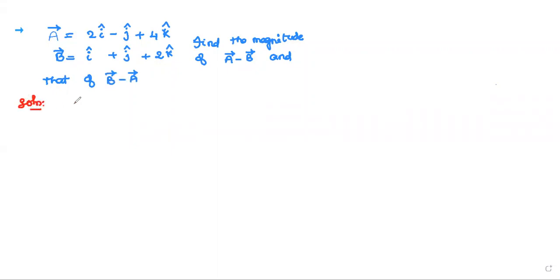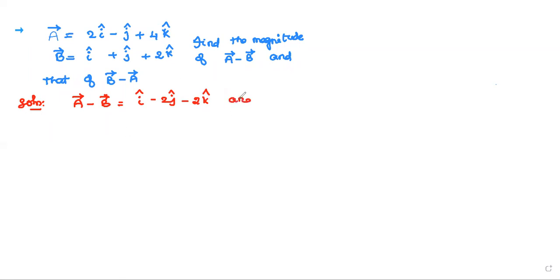So if you check here, first a bar minus b bar, how much are you going to get in vector subtraction? Directly by seeing the above two values, I am going to write direct subtraction. A bar minus b bar means 2i minus i is i. Minus j, by subtracting, minus minus is minus 2j I am getting there. And this is plus 4 and it becomes minus 2, 4 minus 2 is 2, 2k cap. Okay, this is a bar minus b bar.